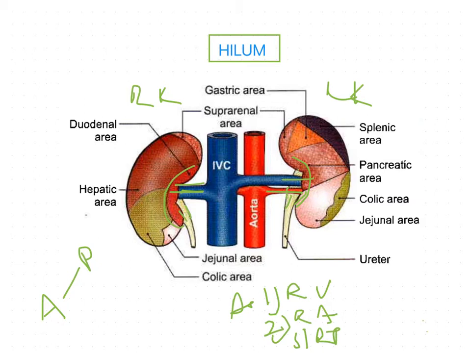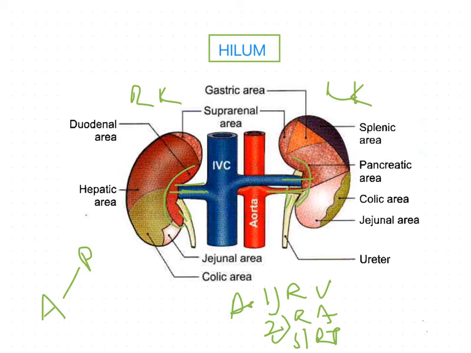So what structures pass through the hilum from anterior to posterior? The first one is the renal vein, the next one is the renal artery, and the next one is the renal pelvis, which is nothing but the extended upper end of the ureter. Examining these structures helps to distinguish the anterior and posterior aspects of the kidney, and also the side determination of the kidney, whether it is a right kidney or a left kidney. These are all the structures which pass through the hilum.